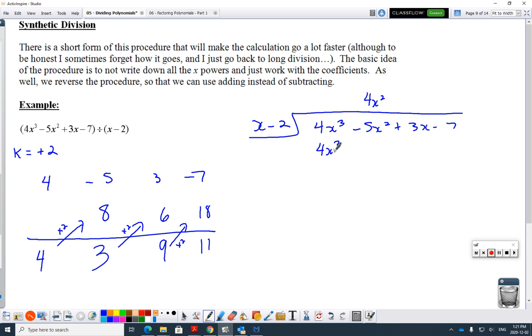See, synthetic skips all that and goes, if you choose the right thing, this first term will be gone. Why are you even worrying about that? Only multiply the 4 by the negative 2. That's all you're really worried about. See how the synthetic division just multiplies by the 2. That's all I really care about, the 4 times the negative 2.